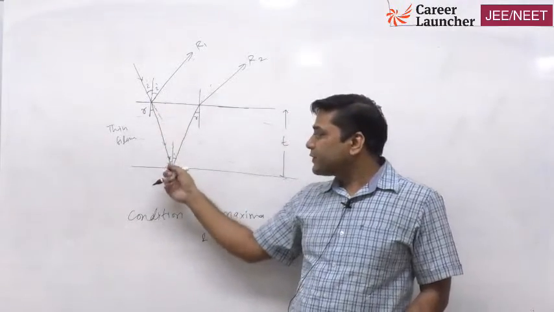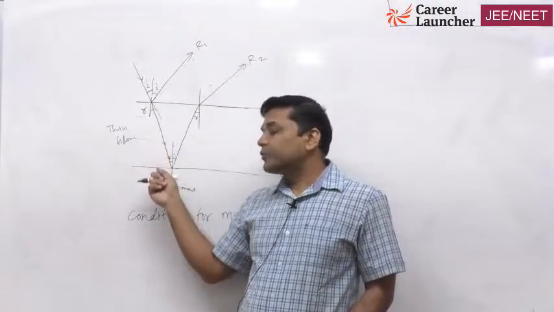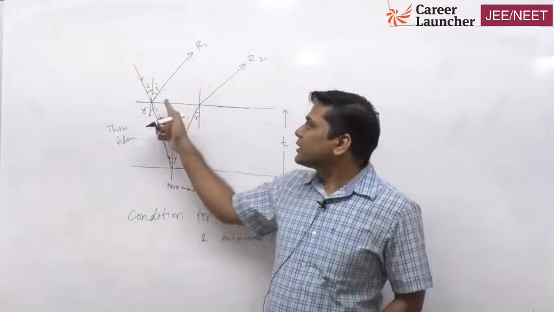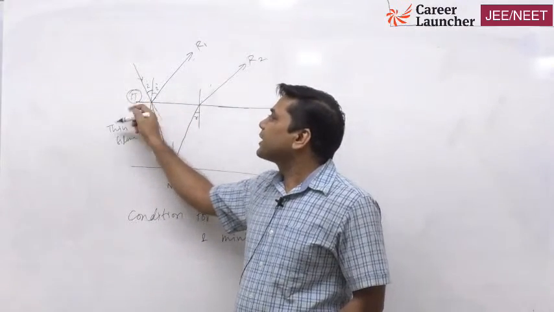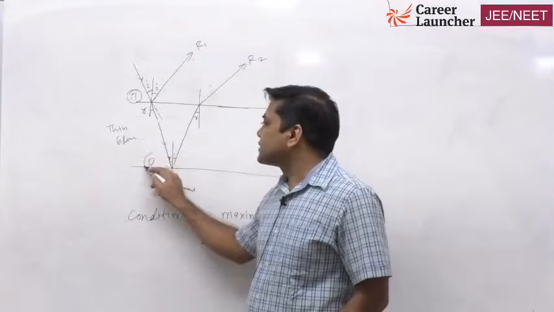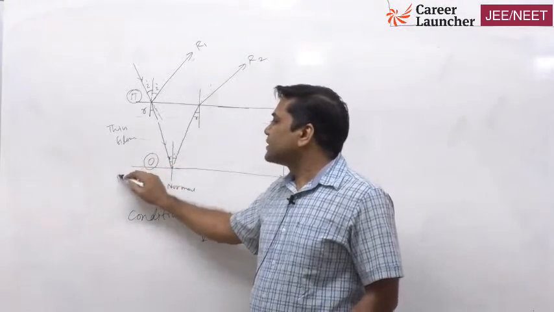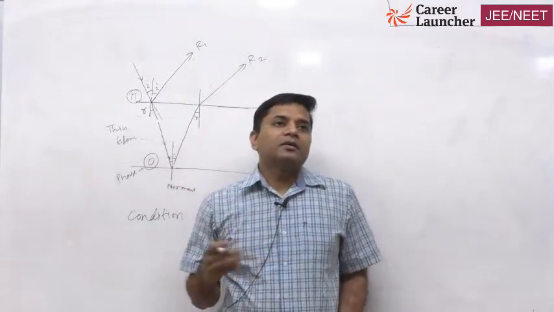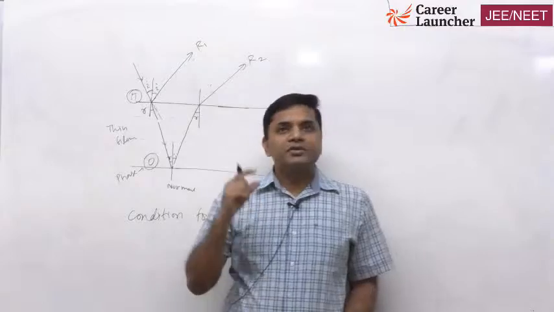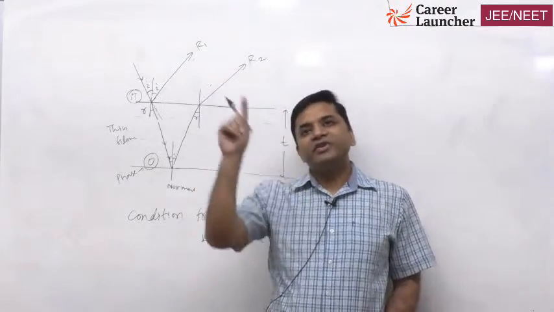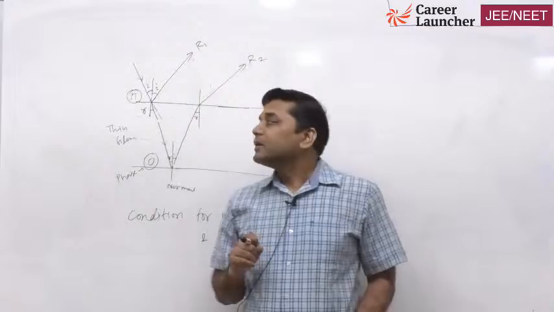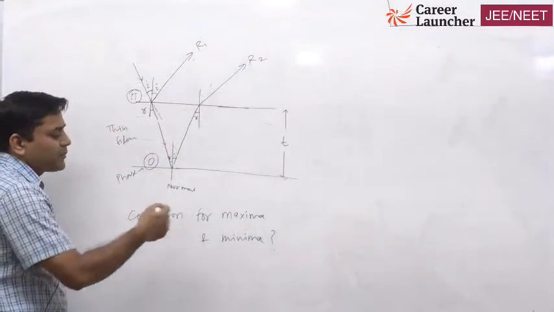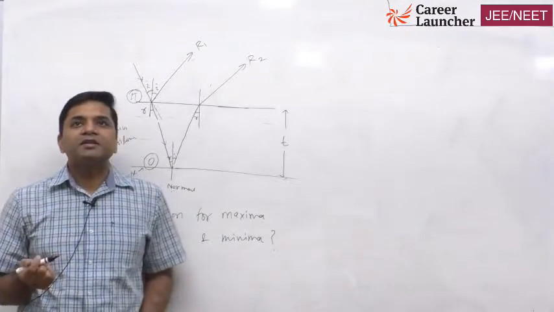So here reflection is taking place from a denser medium to a rarer medium, so there is no phase change, no phase inversion. Here I am writing the phase change of pi, and here the phase change is 0, which I have circled. When they meet, it's not like Young's double slit experiment, where two slits are given and they are in the same phase. Here there is a phase inversion of pi. So the condition of maxima or minima will be just the opposite of Young's double slit experiment.